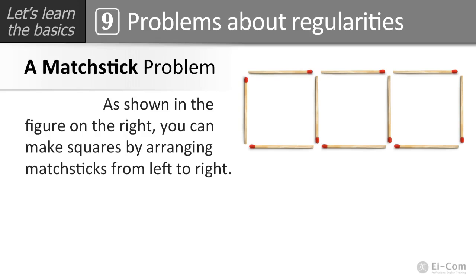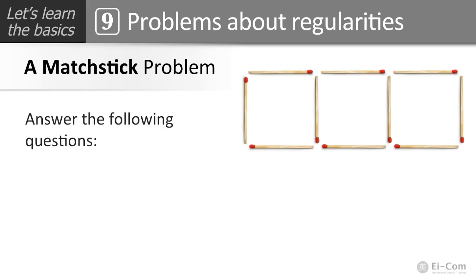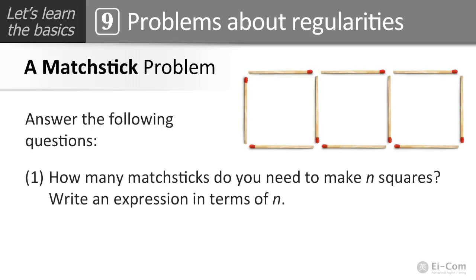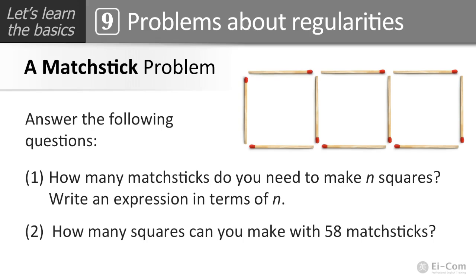As shown in the figure on the right, you can make squares by arranging matchsticks from left to right. Now answer the following questions. How many matchsticks do you need to make n squares? Write an expression in terms of n. And how many squares can you make with 58 matchsticks?